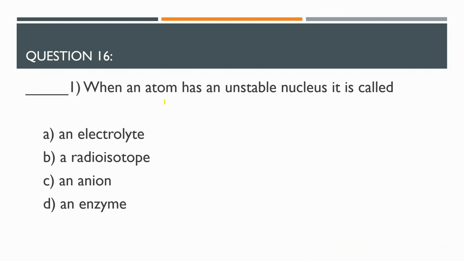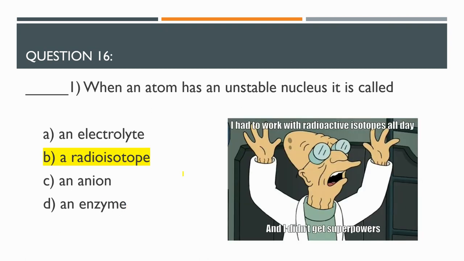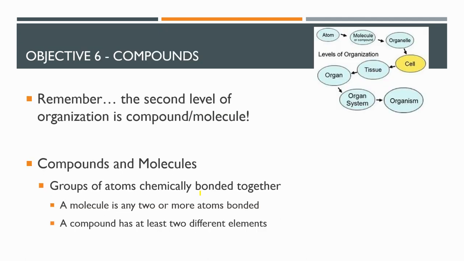All right, so when an atom has an unstable nucleus, it is called, all right, we actually haven't talked about electrolytes yet. We're going to be talking about those soon. We have an anion, which is a negative ion, and we have an enzyme, which we have talked about a little tiny bit. Enzymes are proteins, and so the best answer here is radioisotope. All right, and that's where we're going to stop for that video.